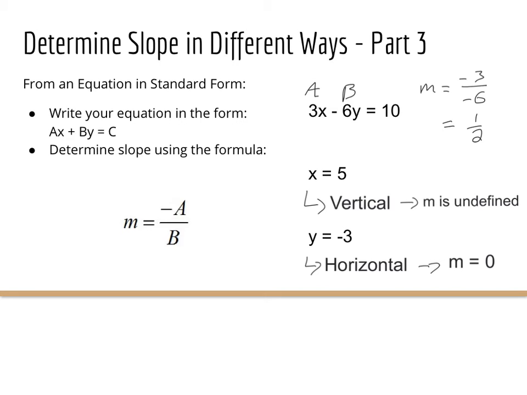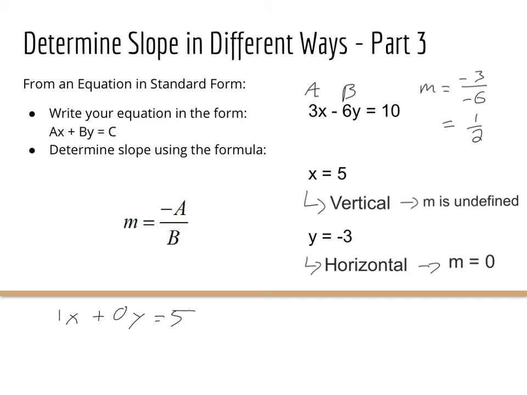I can actually write the x equals 5 really clearly in standard form. If I think about how I got the y to disappear, I can rewrite that as 1x plus 0y equals 5. You can see that that's exactly the same thing as x equals 5.